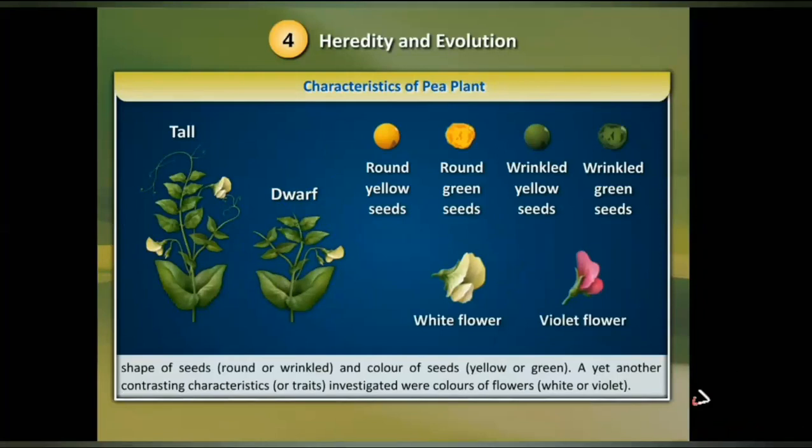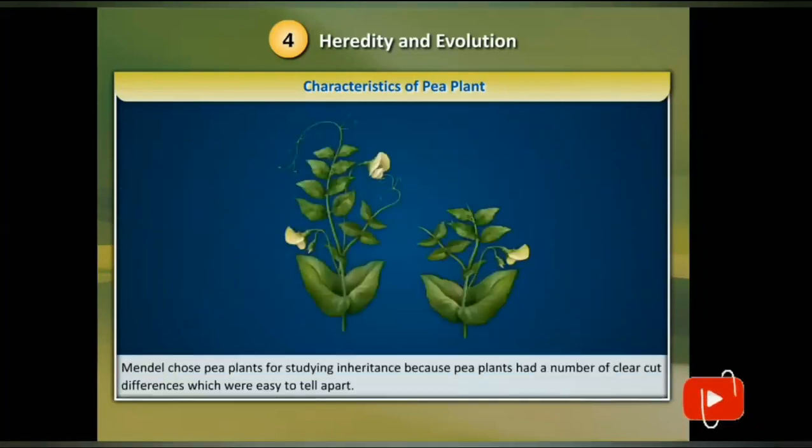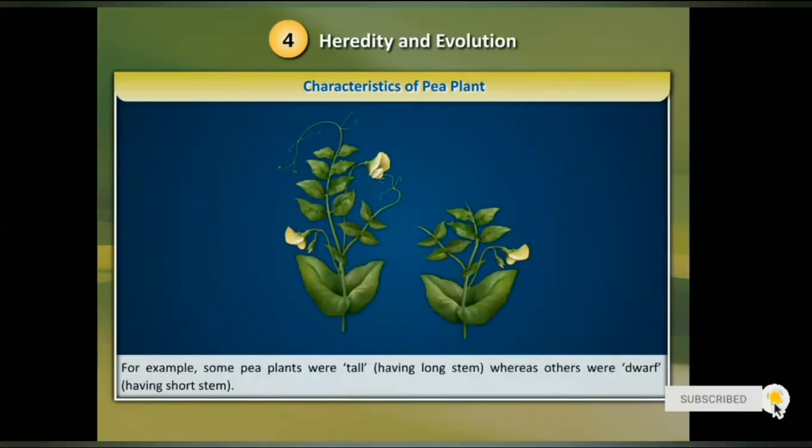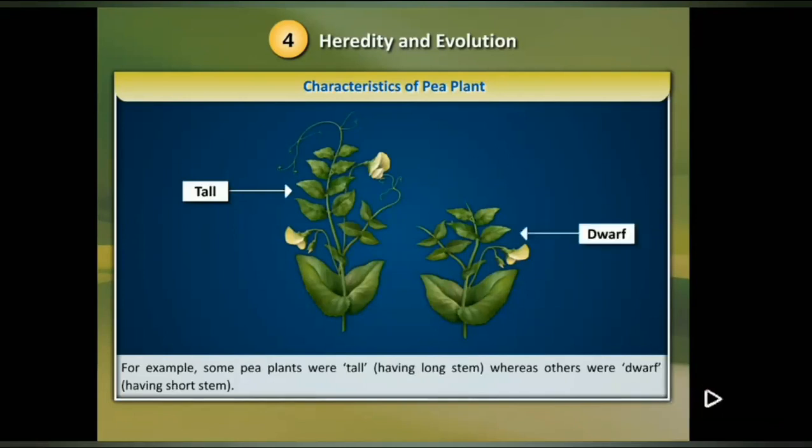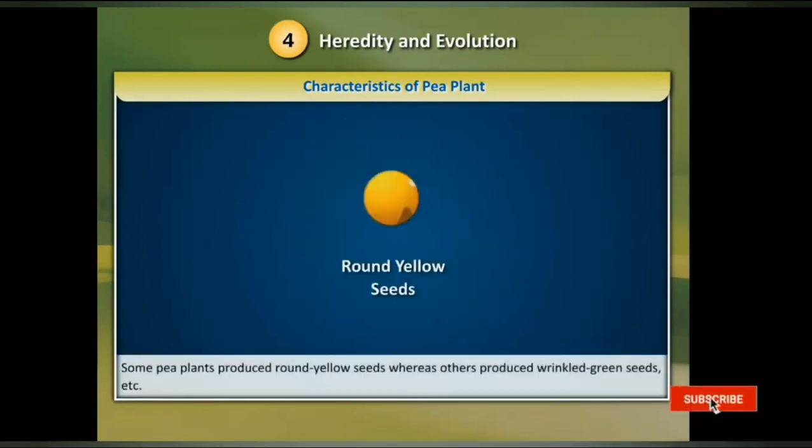Mendel chose pea plants for studying inheritance because pea plants had a number of clear-cut differences which were easy to tell apart. For example, some pea plants were tall, having long stem, whereas others were dwarf, having short stem. Some pea plants produced round yellow seeds, whereas others produced wrinkled green seeds, etc.